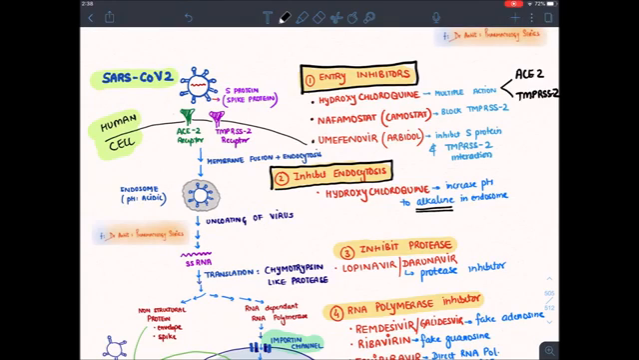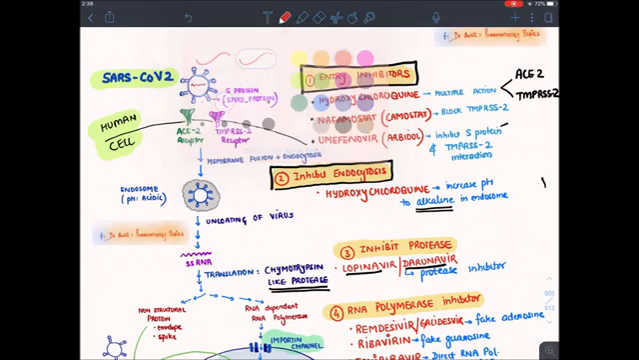Okay, so second mechanism. After this, we know this virus will undergo translation by some protease. So we will have one drug that is protease inhibitor. Those protease inhibitors are HIV drugs. You can write lopinavir, darunavir, and ritonavir. So these drugs are protease inhibitors.